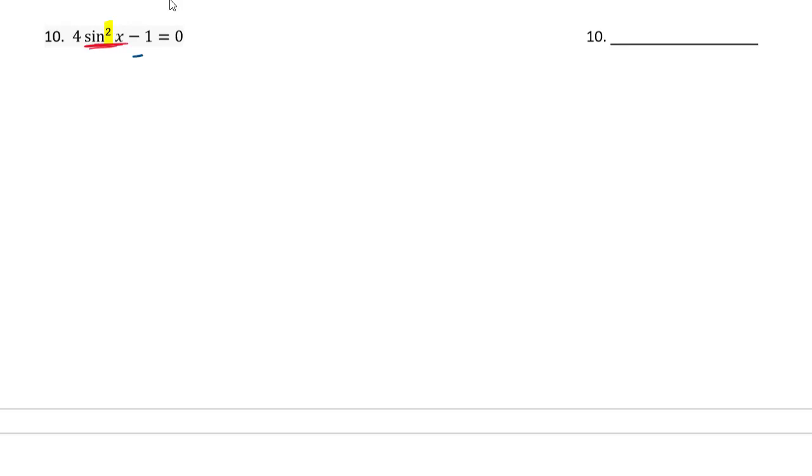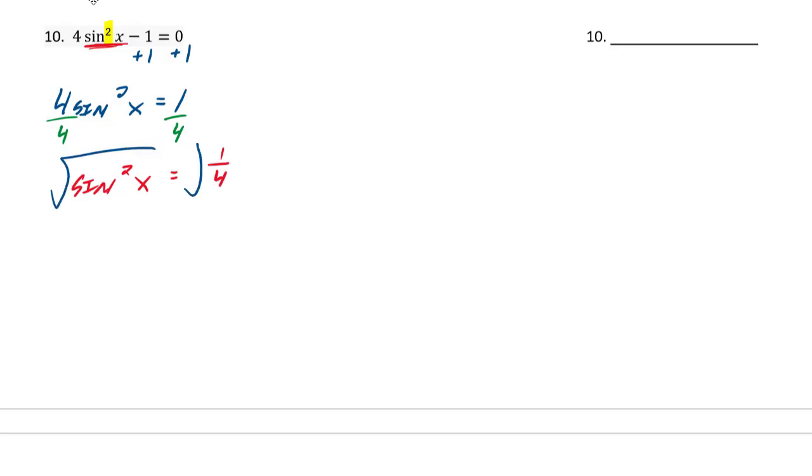So the way that we could accomplish that is adding 1 first. That would now give me 4 sine squared of x is equal to 1. And then divide the 4 over. And notice that would now give us a new expression of sine squared of x being equivalent to 1/4. And then the last step would be to introduce a square root.